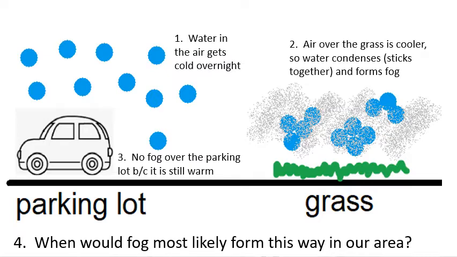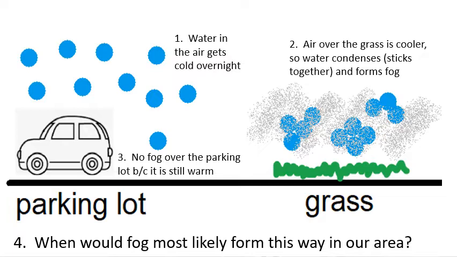Now we don't get any fog over a parking lot because it's warm there. The parking lots stay warm because they soak up sunlight all day. So you're going to have fog that forms over areas that are a little bit cooler than others, like grass as opposed to concrete.